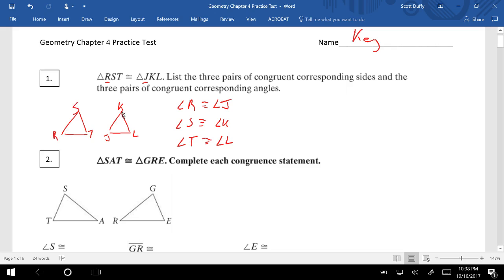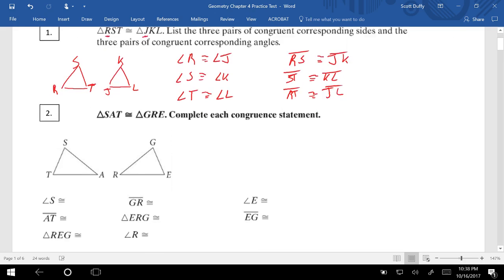RS corresponds to JK, and they're going to be congruent. So RS congruent to JK. ST congruent to KL. And then the bottoms, RT and JL. Three pairs of corresponding angles and sides.